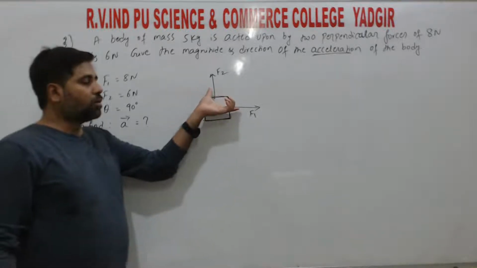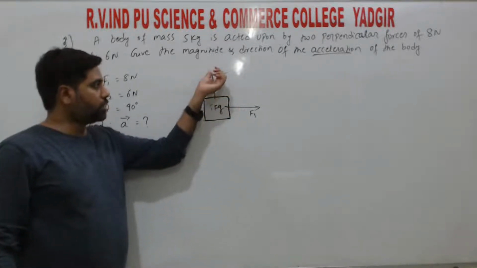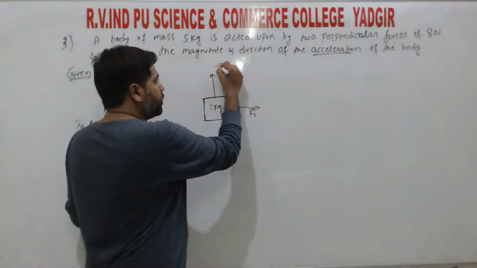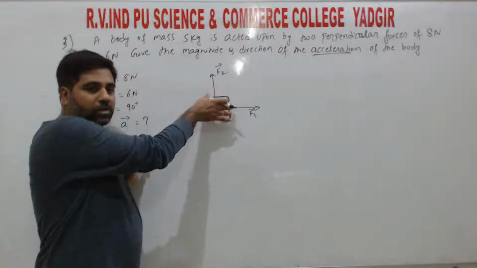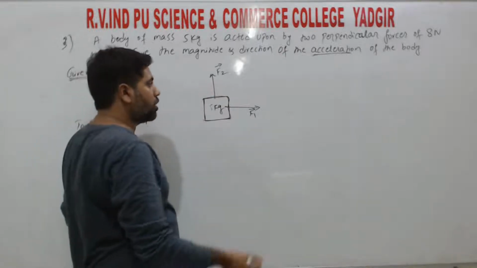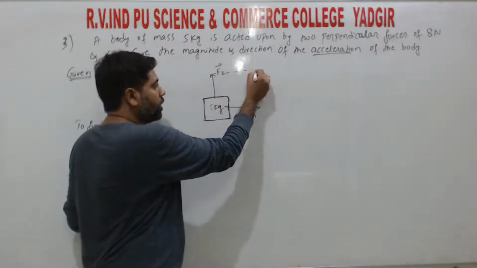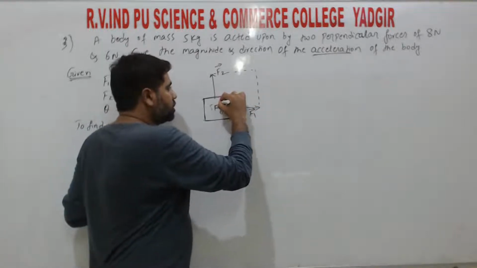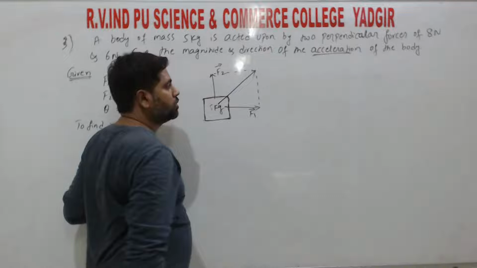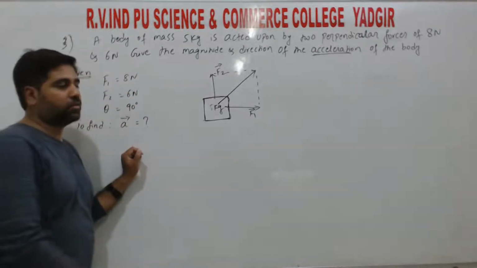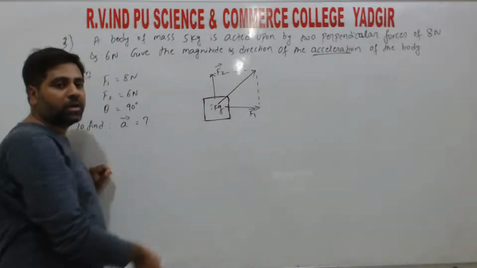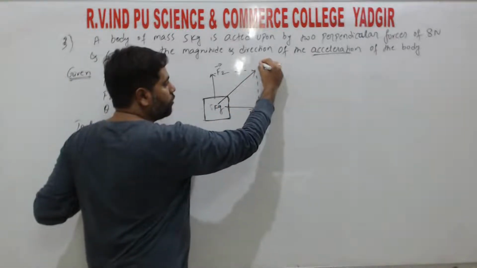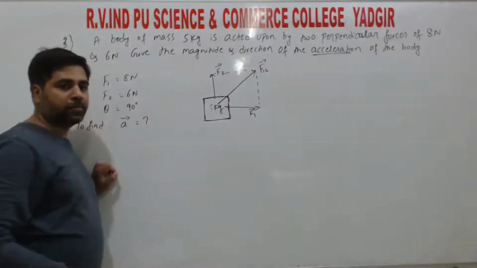So these two are the vectors, force F1 and F2. First we need to find the resultant of these two forces, again from the parallelogram of vector addition. If we complete this as a parallelogram, we get the resultant in the direction of the diagonal. So that is F12, the resultant of these two forces.